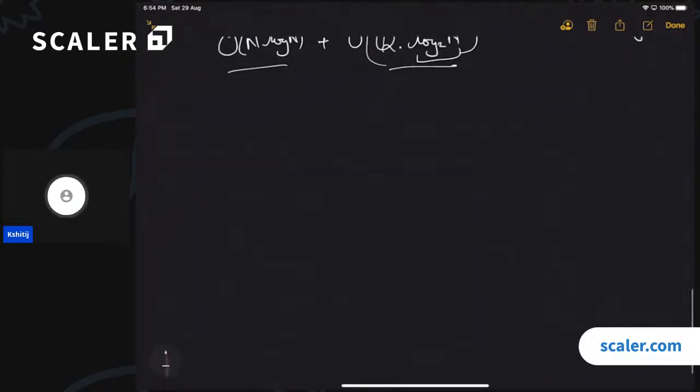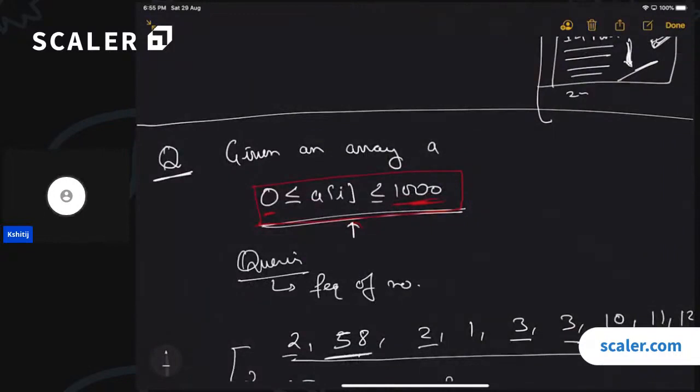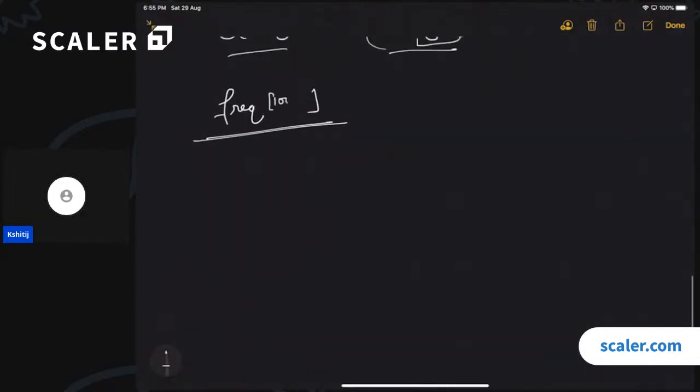So I can have another, let's say, frequency array of size... what should be the optimal size of my frequency array? If I know that all the numbers are going to be in the range from 0 to 1000, the maximum number that I can have is 1000. To have 1000 as an index, I need an array of size 1001. This array can accommodate all the numbers from 0 to 1000 as indices.